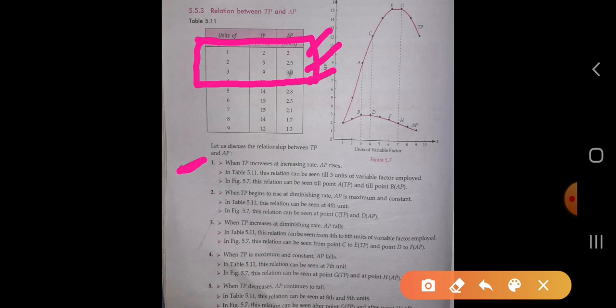So in the first case, when TP is increasing, AP also rises. We can see it through the diagram also. From this point to A, we see that TP is increasing. At point B, AP is also increasing.